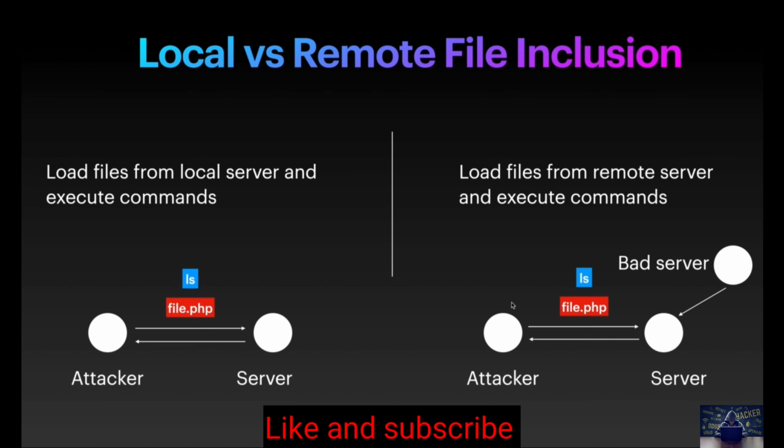On the right hand side, you can see the attacker is able to read files as well as execute commands, but the attacker is also able to load specific files from any bad server, as you can see over here, and the vulnerable web application or server will successfully load the files and even execute them. This way the attacker can run any files on the target through a remotely configured bad server.